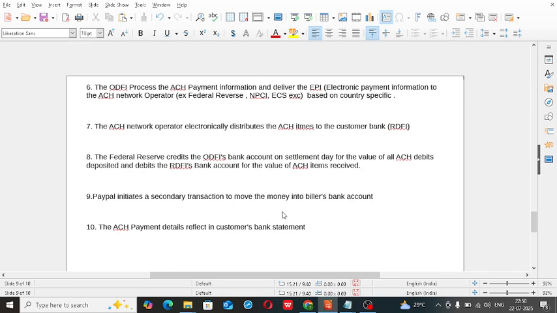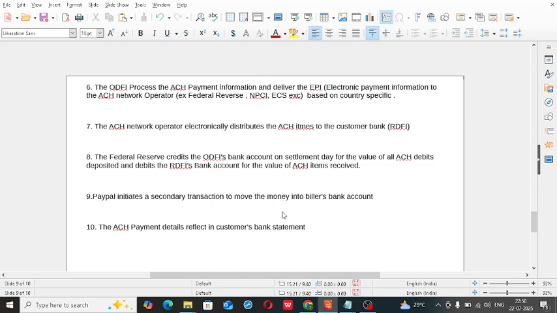After that, what will happen? The ODFI processes the ACH payment information and delivers the electronic payment information to the ACH network operator. Either they are using the Federal Reserve network or NPCI, ECS, etc., based on the country. The ACH network operator electronically distributes the ACH item to the customer bank or RDFI bank. Next, what will happen?